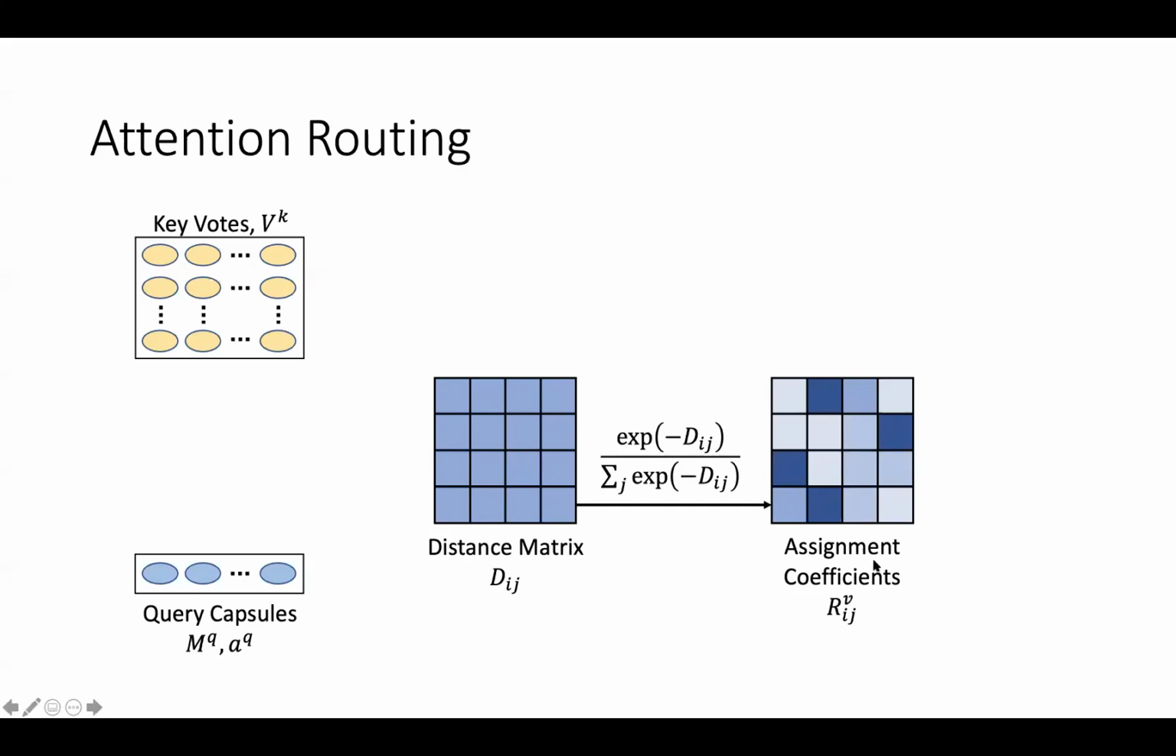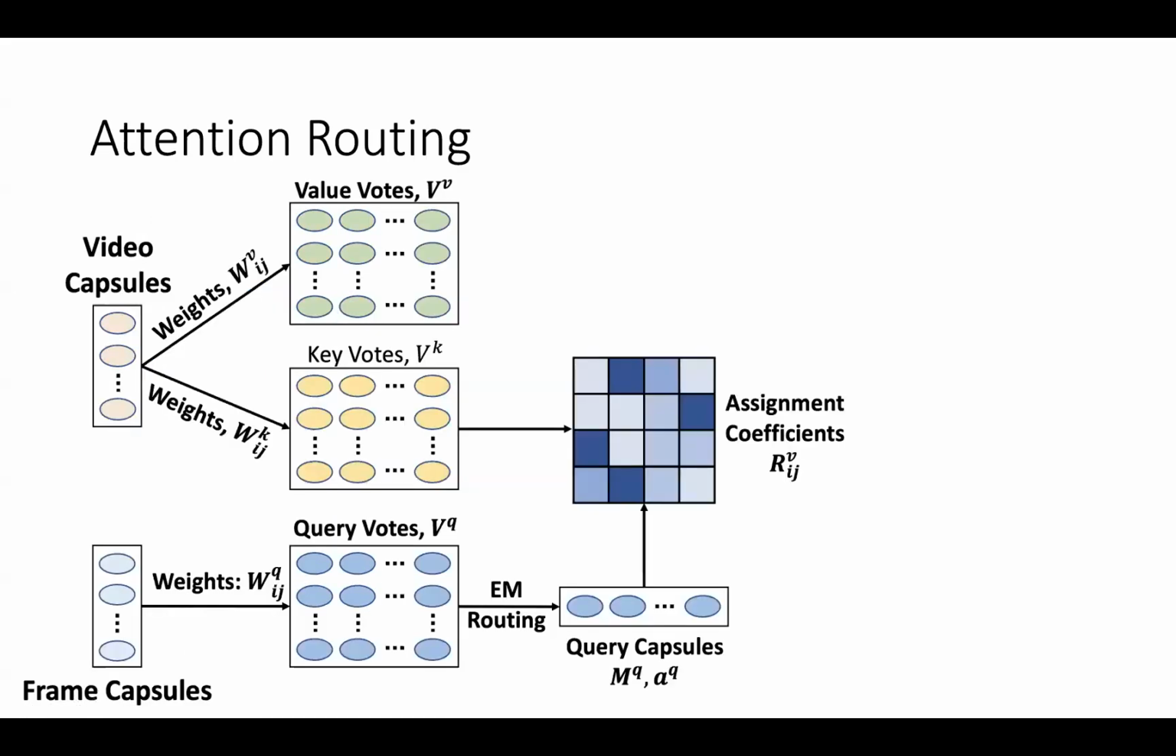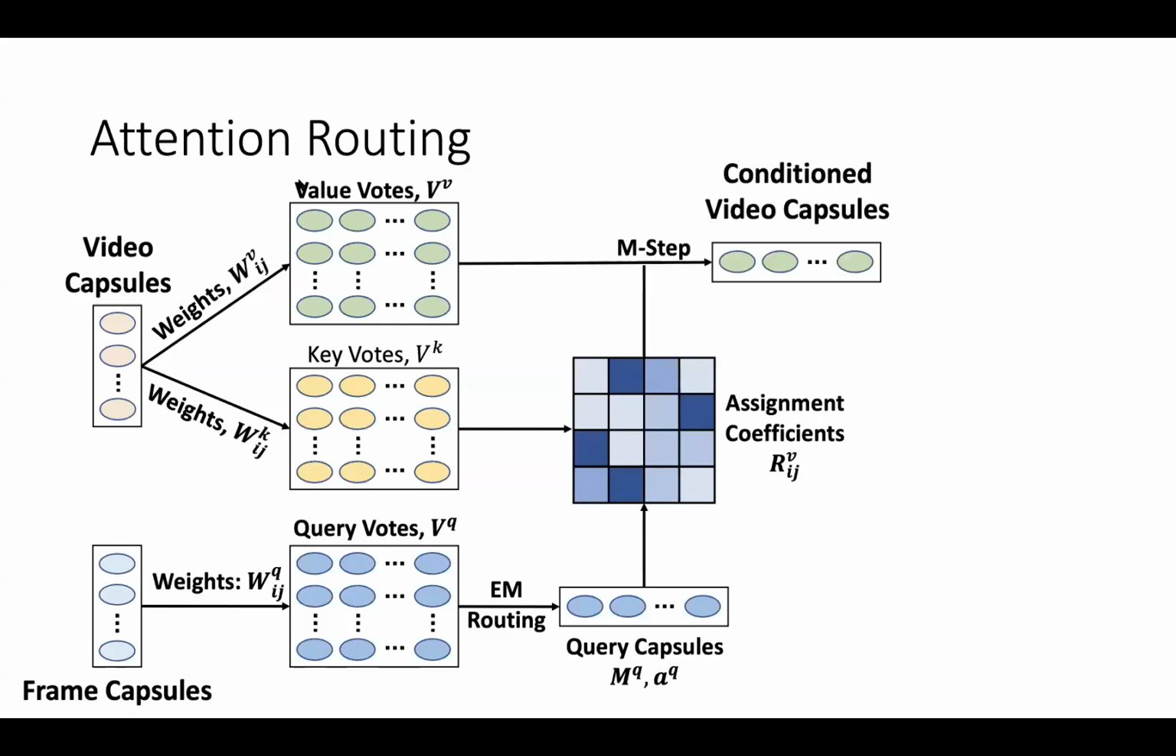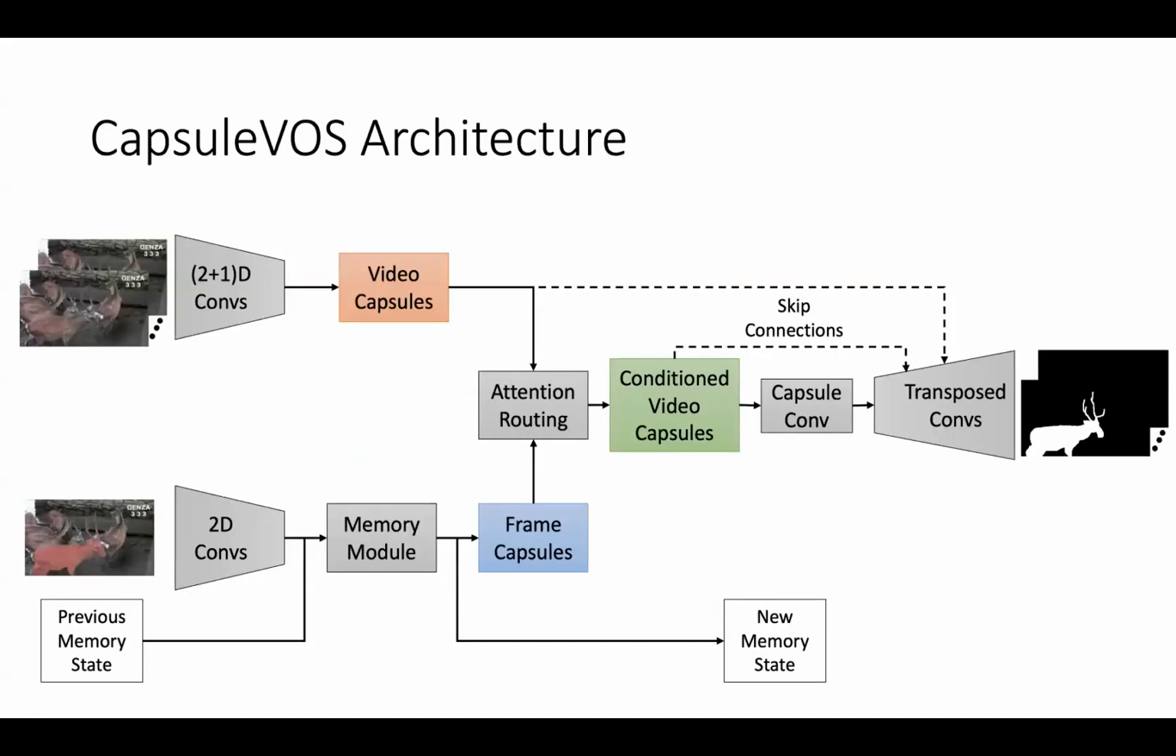And these assignment coefficients determine how much information from the video capsules, or these key votes, should be passed to the next layer. Ideally, only capsules corresponding to the object of interest will be passed to the next layer. So once we have these assignment coefficients, we take the value votes and we pass them through the M step of the EM routing algorithm to obtain our conditioned set of video capsules. So I've described the routing mechanism. So here is the overall approach. I'll describe each portion now.